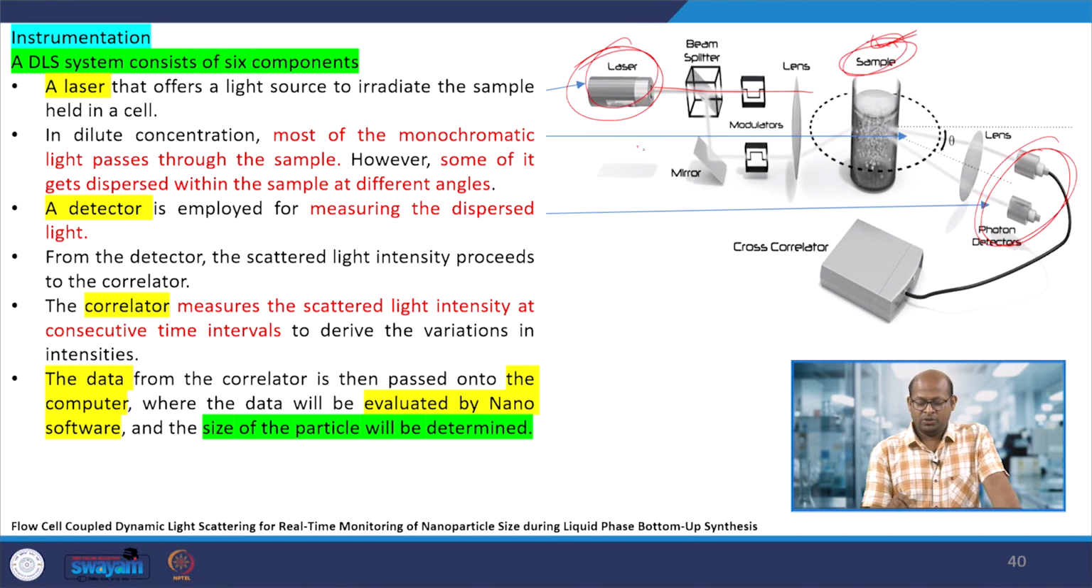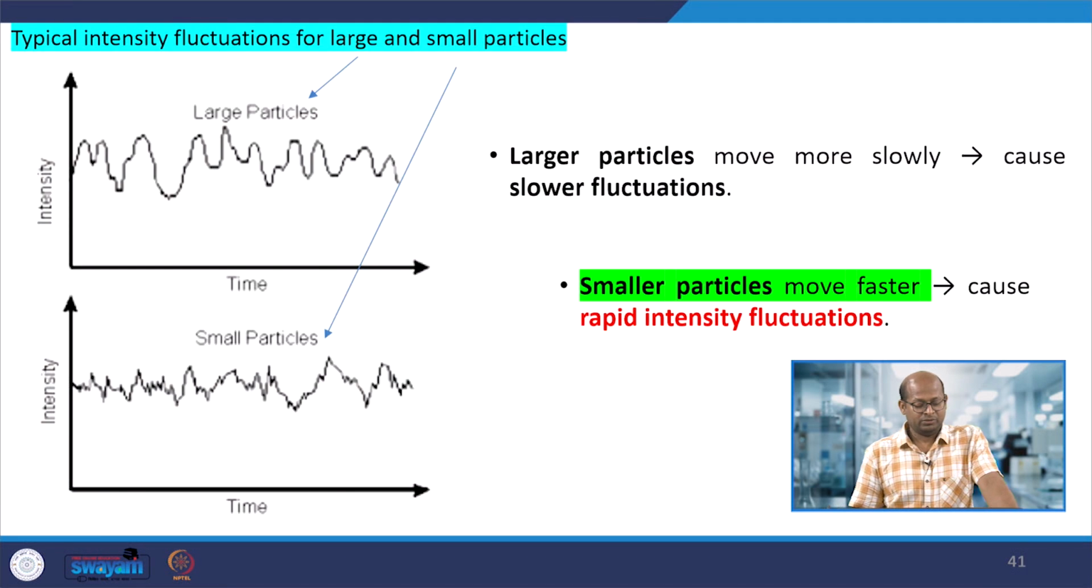Once light is passed through the samples at different angles, it is diffracted or scattered. The scattered light is collected, and with the help of computers we can analyze it. Here is the intensity of fluctuations for large and small particles, which means the nanoparticles or nanomaterials that we prepare and that are present in the nanofluids.